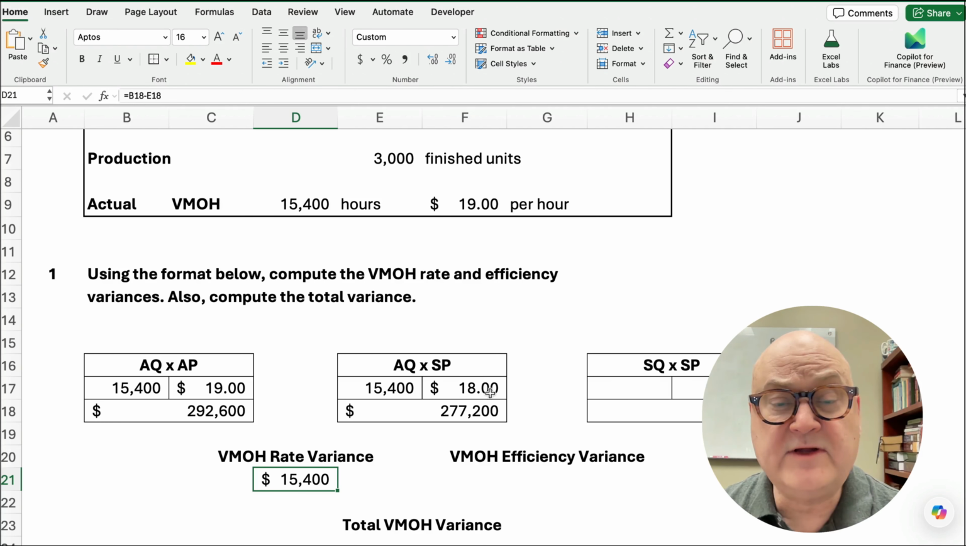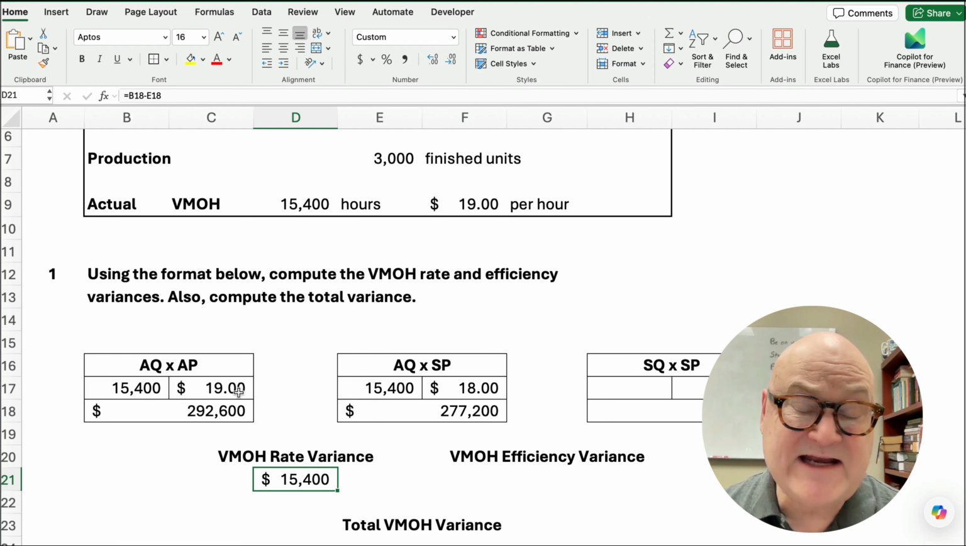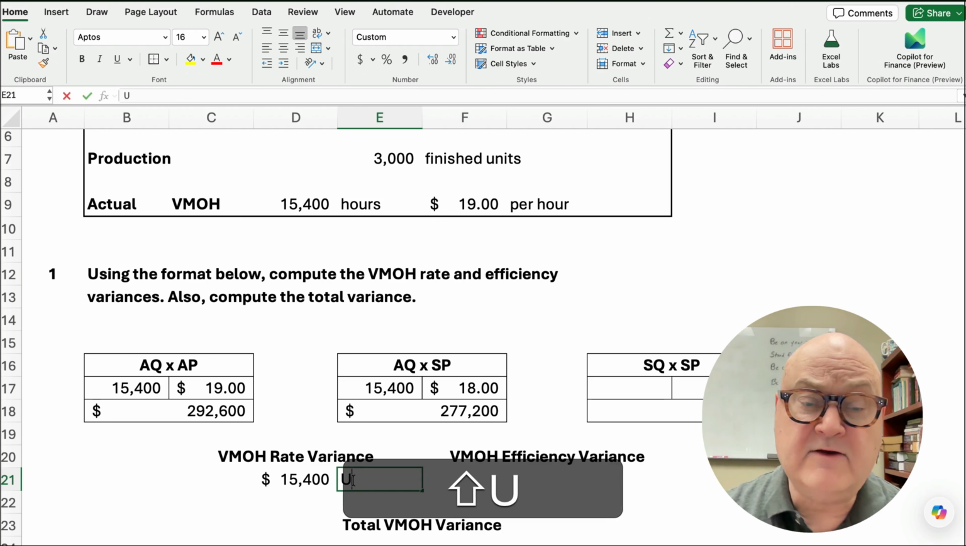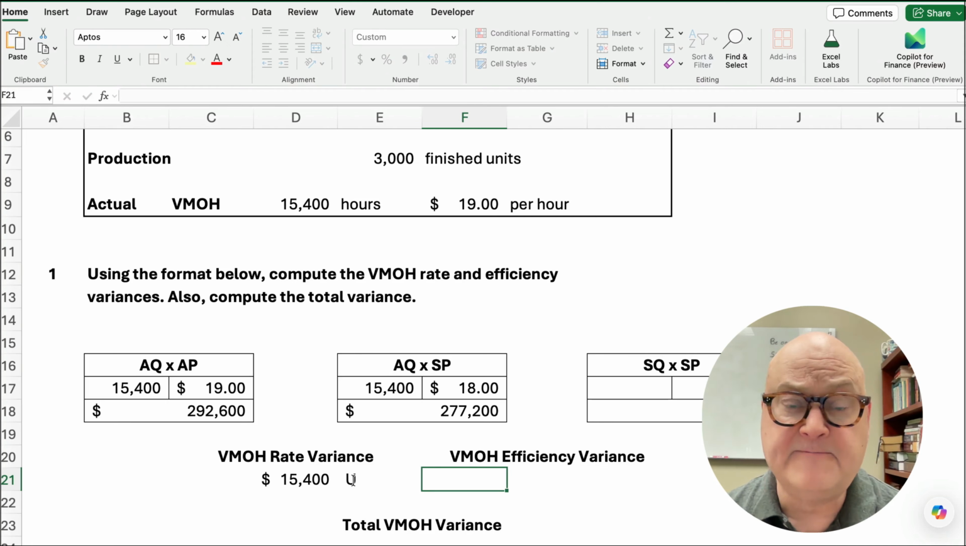Now we thought we would do it, the standard was 18, that was our goal. We did it in $19. Anytime you spend more money than what you thought, that's going to be unfavorable, so I'll make that unfavorable here.